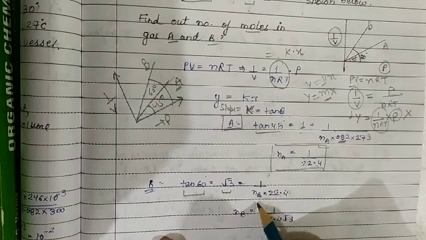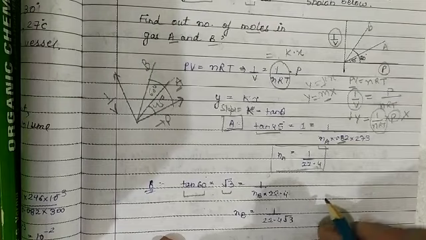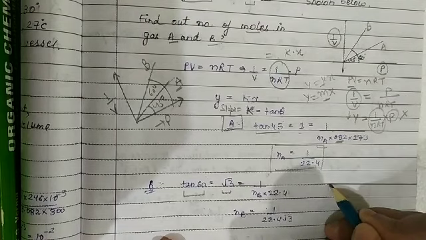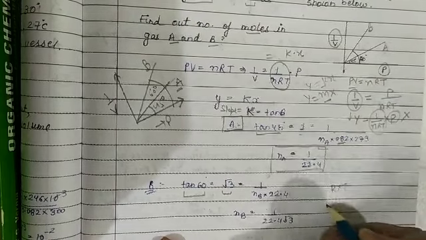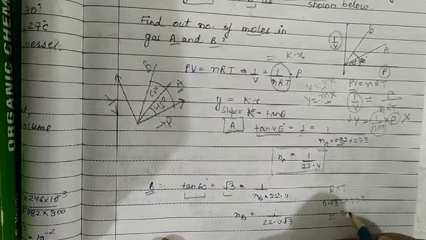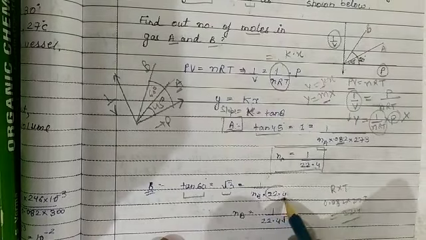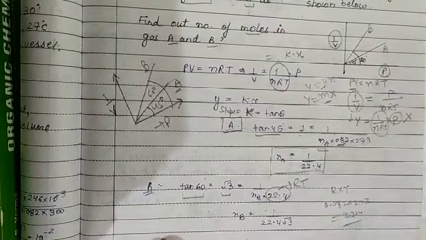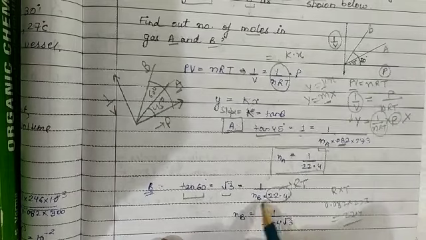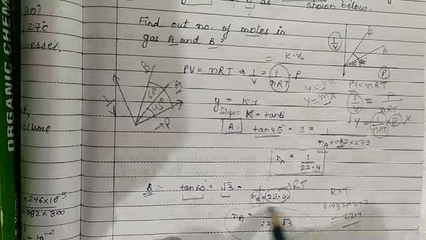So the slope is 1 upon nRT. And the product of R into T: if R is 0.082 and temperature is 273, then it is equal to 22.4. So the product of R into T is 22.4. So the number of moles of B will be 1 upon 22.4 into root 3.